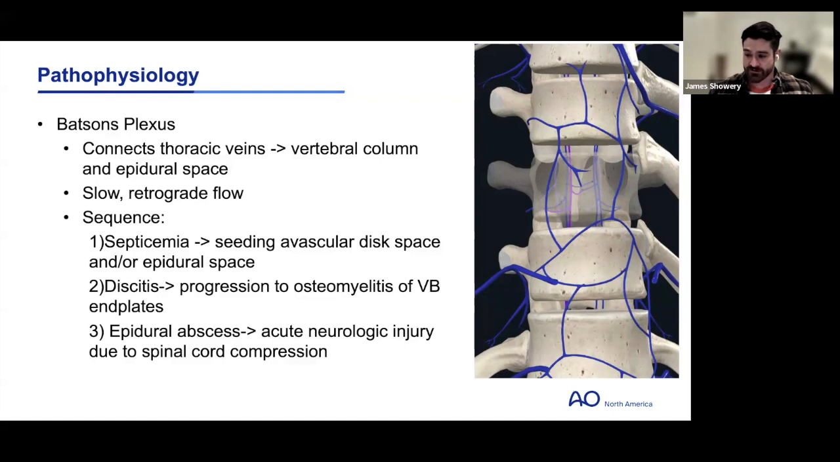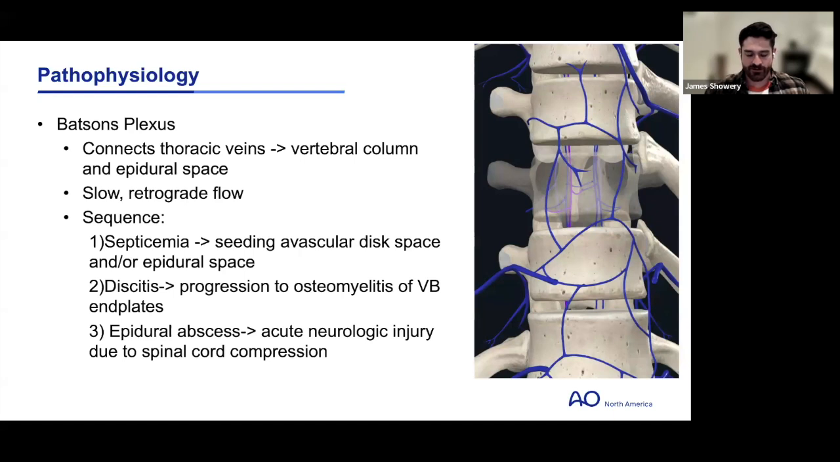Contrast this to metastatic disease like a tumor, lung cancer for example, or prostate cancer. Because the cancer likes blood flow, it's going to stop and seed in the vertebral body itself. So infections go to the disc, tumors go to the bone is one way to separate these two out in your mind. The discitis will then progress to osteomyelitis, affecting the end plates in the bone.